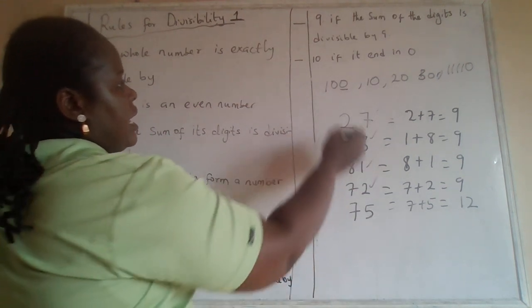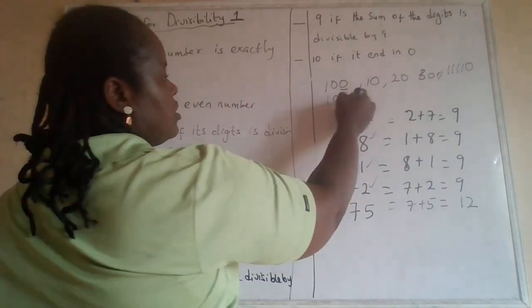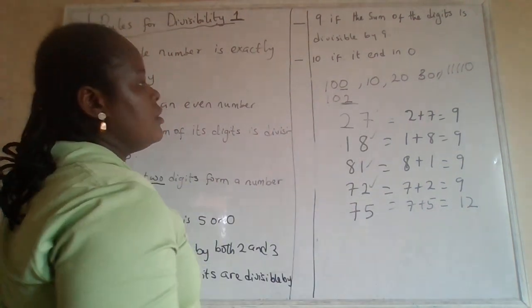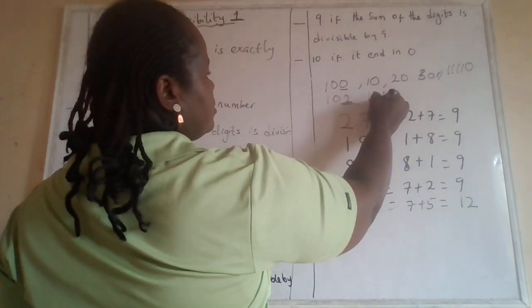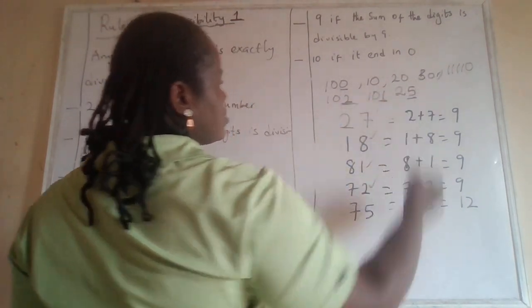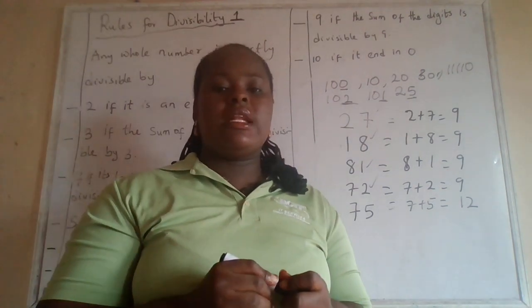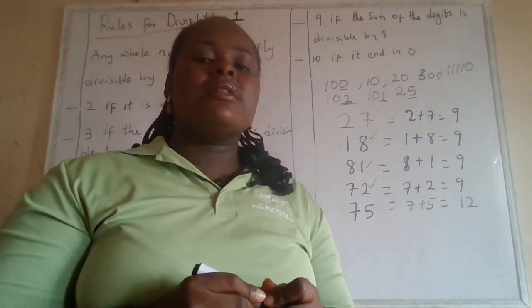Any other thing like 102, 10 cannot divide it because it's ending with another number. 101 cannot. 225 cannot. So when a number ends with any other thing other than 0, we say that 10 cannot exactly divide it.